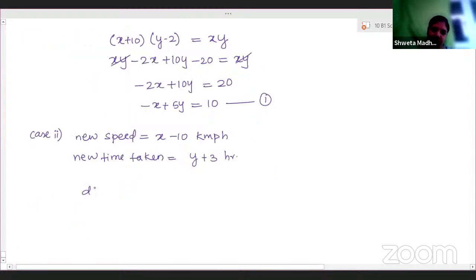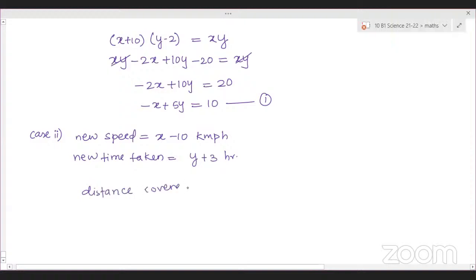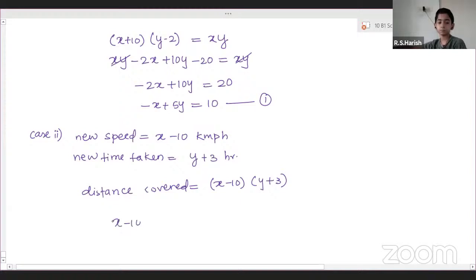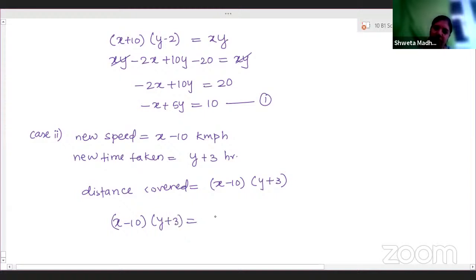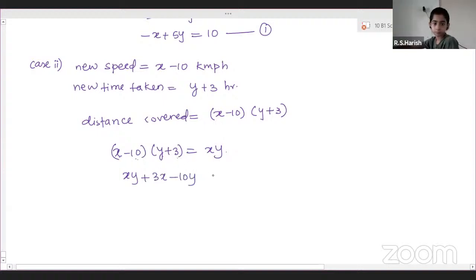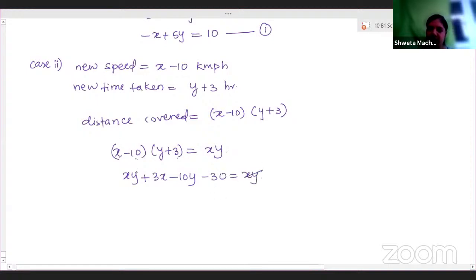Now how much is the distance covered? X minus 10 into y plus 3. This distance covered and the original distance xy are the same, so equate them: x minus 10 into y plus 3 is equal to xy. Simplifying, we get x into y plus 3x minus 10y minus 30 is equal to xy. The xy cancels directly. So 3x minus 10y is equal to 30. This is our second equation. We can't divide it by any common number.